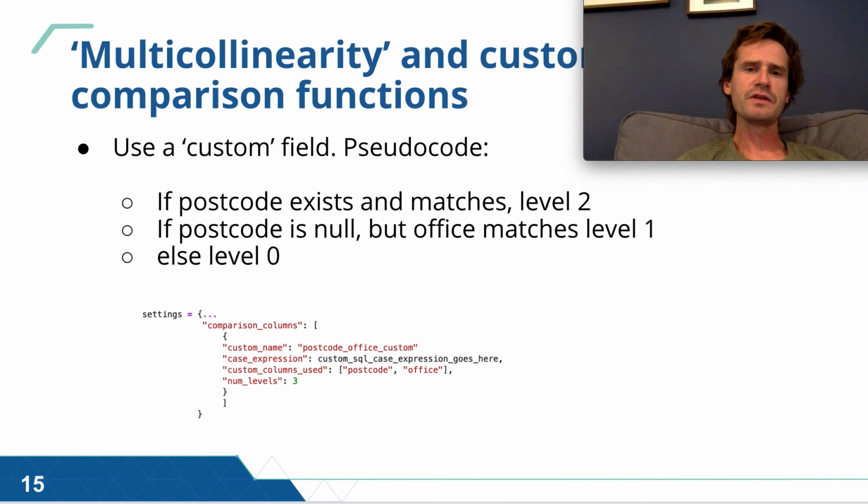What we can do is define a custom field in our settings dictionary and a custom case expression for it. So the pseudocode here is: if postcode exists and it matches, we'll assign it to level 2, which is the highest level of matchiness. If postcode is null, but office is not null, and it matches, assign it to level 1. So if postcode is null, we look at the office location. If that matches, assign it to level 1. And otherwise, set this comparison to level 0.